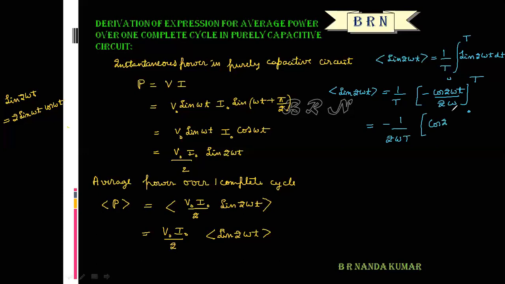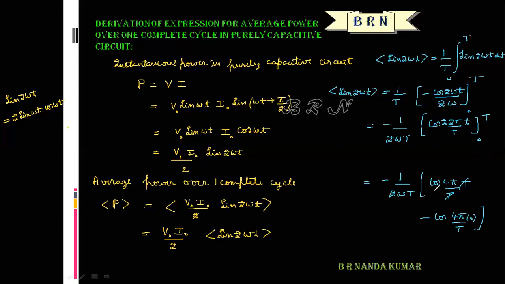Cos 2 omega t, where omega is 2 pi by T in terms of time period, into T, with limits from 0 to T. So minus 1 divided by 2 omega T, cos of 2 into 2 pi, that is 4 pi divided by T. First substitute the upper limit, capital T: T cancels, minus cos 4 pi. Then apply the lower limit, that is 0. 0 into anything is 0.